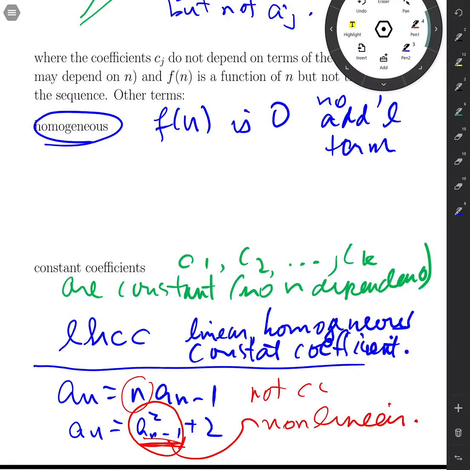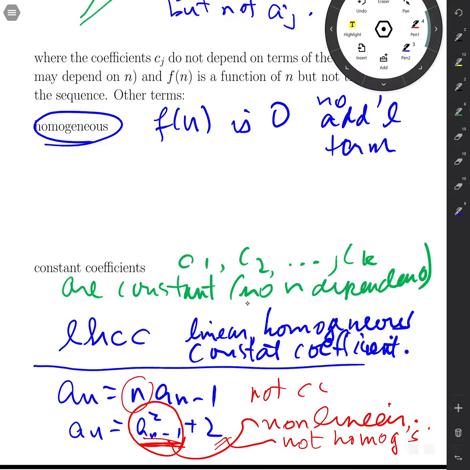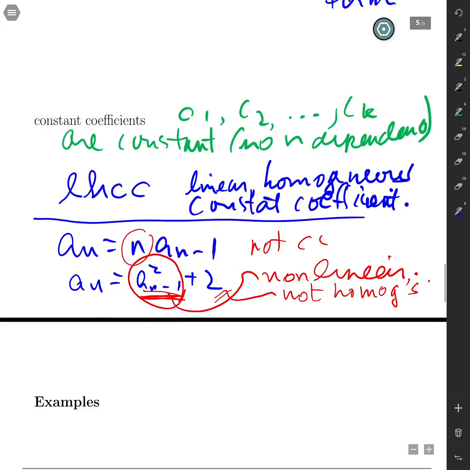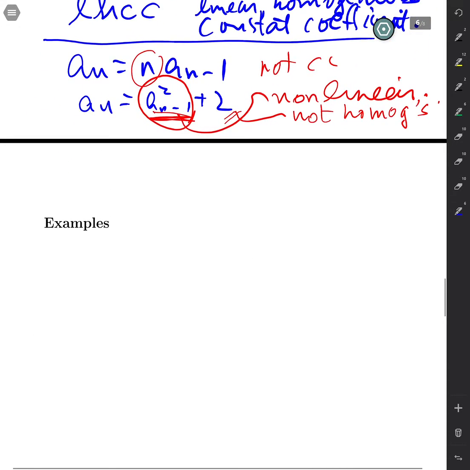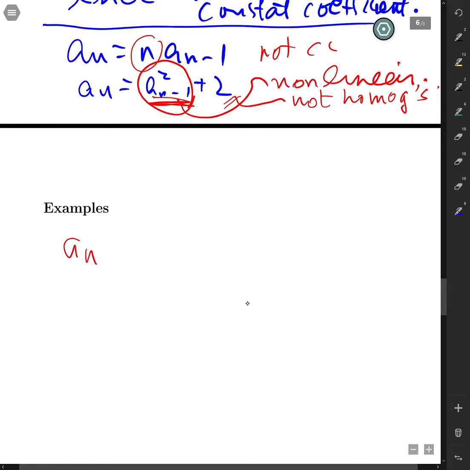but I'll probably give you some examples where you can analyze whether they fit these. This one, by the way, is also not homogeneous because of the extra term there that doesn't involve a term in the sequence, it's just added on there. So those are some of the terminology we'll use, and maybe another example. Let's see, we had one that's not linear, not constant coefficient, not homogeneous. Let's just do a basic one that does meet those categories.